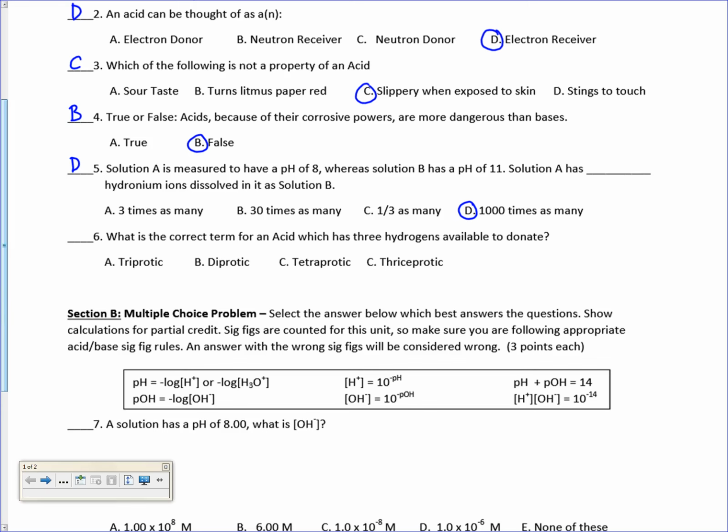Number 6, what is the correct term for an acid with 3 hydrogens? This is triprotic. All right, so monoprotic is 1 hydrogen, diprotic is 2, triprotic is 3.